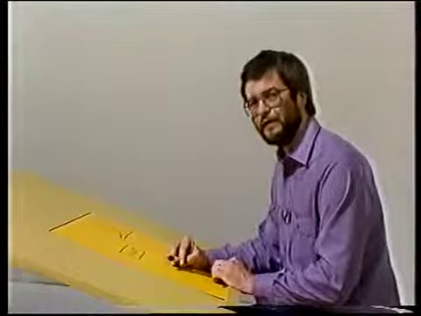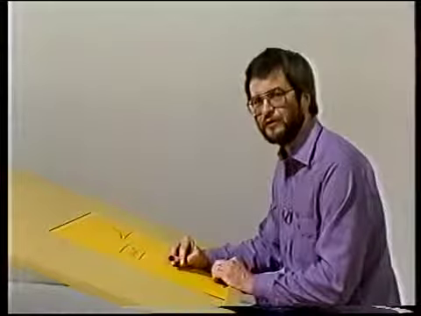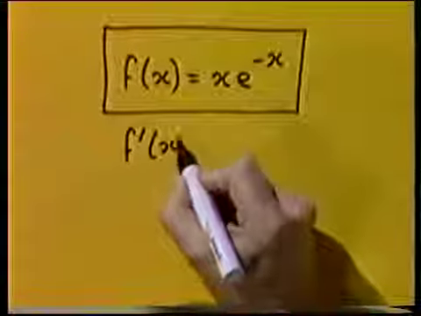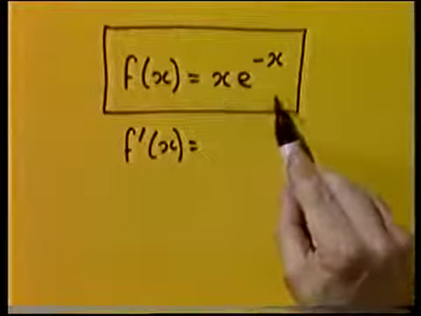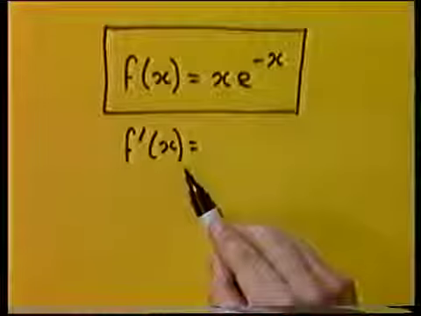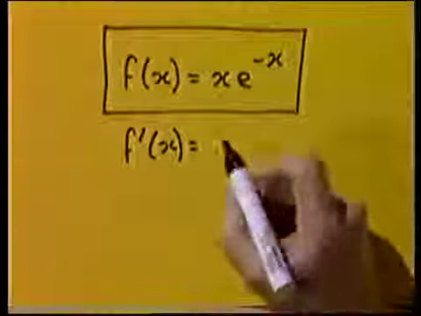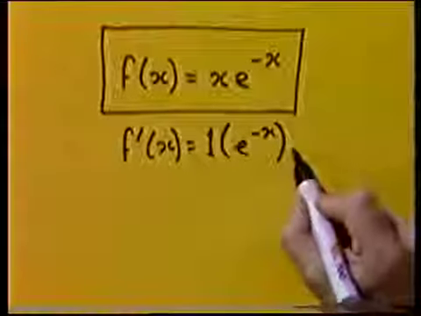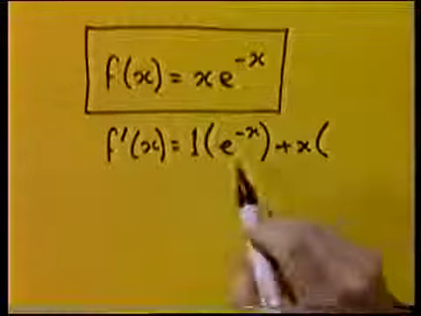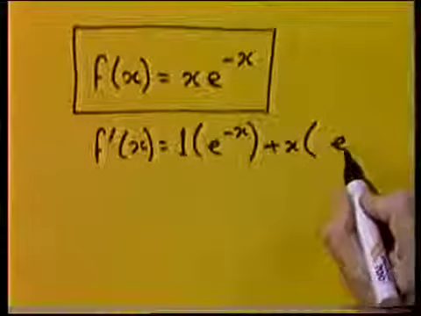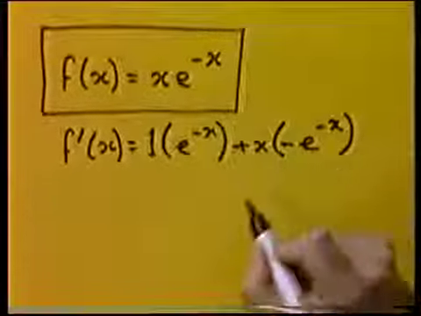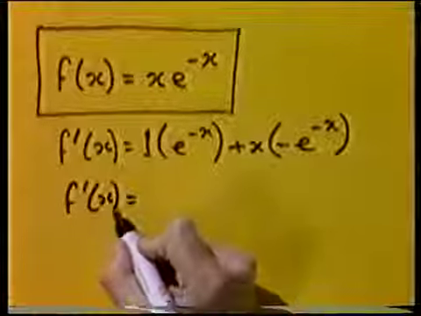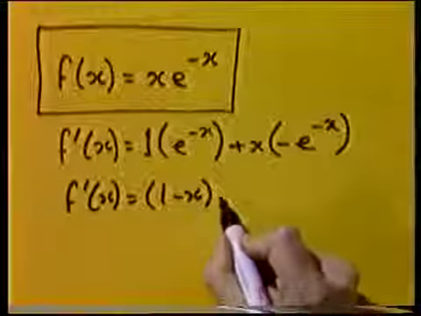Well, that's all I can find out about f of x directly, so now we'll use some calculus. First, let's get f prime of x. X e to the minus x is a product, so f prime of x is the derivative of x, that's 1, times e to the minus x, plus x times the derivative of e to the minus x, which is e to the minus x times minus 1. And tidying that up, I have f prime of x equals 1 minus x, times e to the minus x.